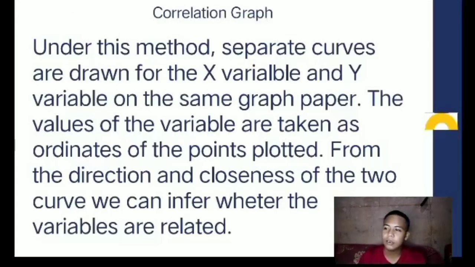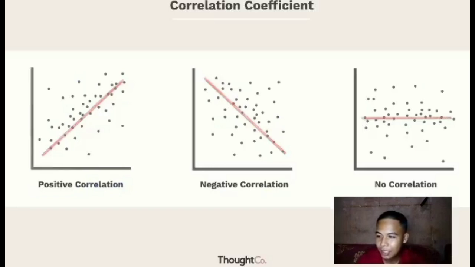The second one is the correlation graph. Under this method, separate curves are drawn for the x variable and y variable on the same graph paper, with the values of the variable taken as ordinates of the points plotted. So this is an example of a correlation graph. From the direction and closeness of the two curves, we can infer whether the variables are related or not.